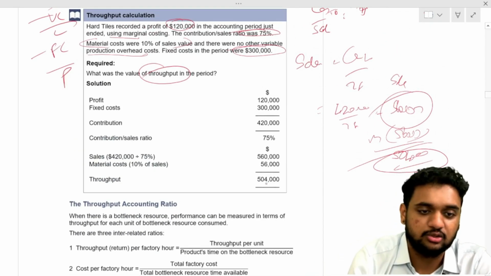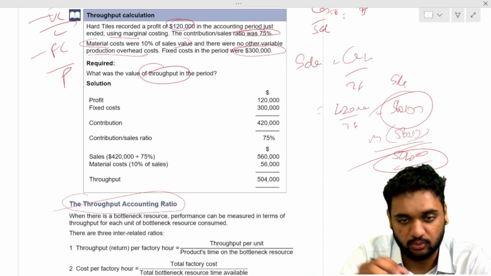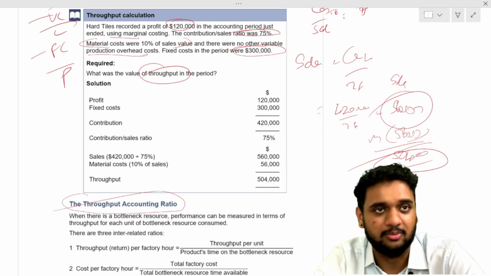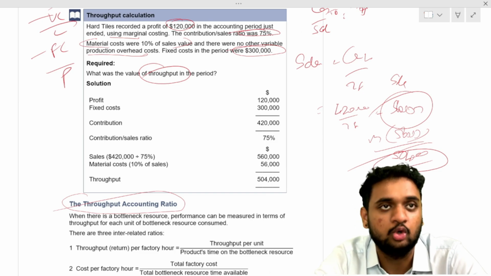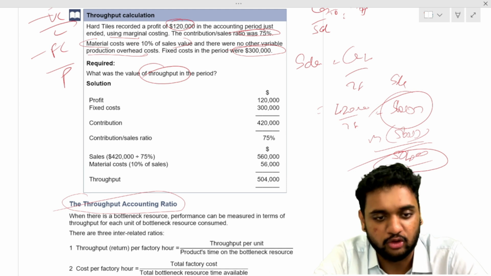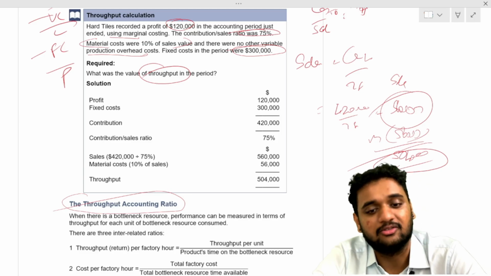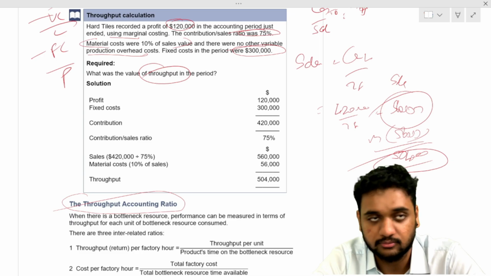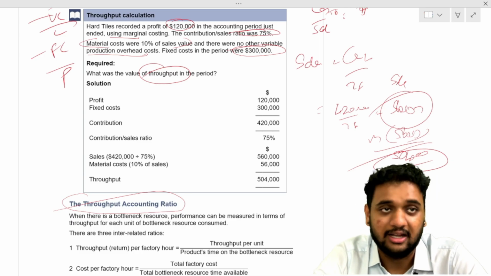Now we will see something called throughput accounting ratio. Throughput accounting ratio is a separate concept. It will not be learned anywhere. You just know whether it's good or not. Understood? First, how do you find throughput accounting ratios? First, we find the throughput. What is the throughput formula? Sales minus direct material cost. That is throughput per unit.